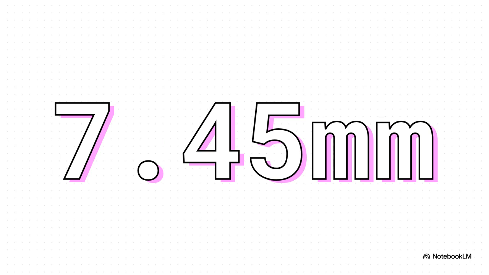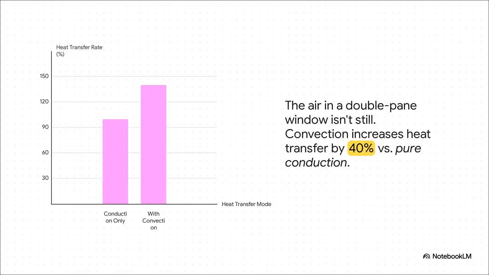For one specific heatsink design, the optimum spacing between those fins was calculated to be precisely 7.45 millimeters. Any closer, and friction wins. Any farther apart, and you're just wasting potential cooling area. That's how precise this science gets. Or how about this one?